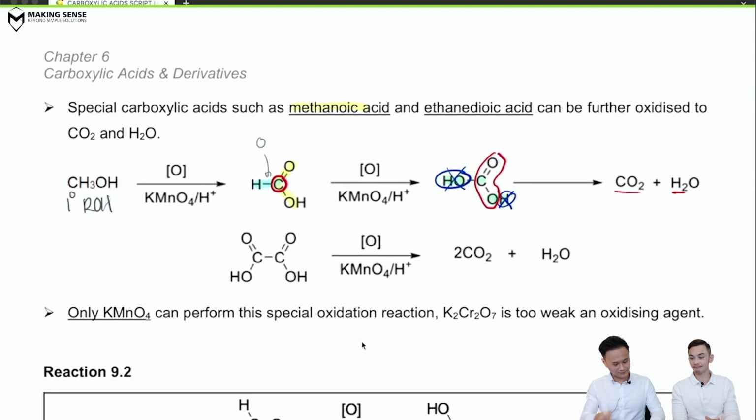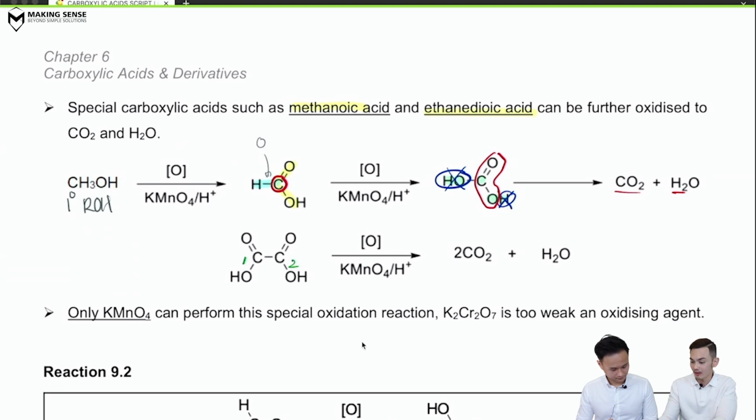Now, Mr. Willem, could you bring me through the next one? Yeah, of course. So guys, just remember, carboxylic acids typically are not able to be further oxidized. There are two exceptions. Mr. Tim went through the first one. Now, the second one is a very special carboxylic acid. We call this ethanedioic acid. As the name suggests, it has a two-carbon backbone. So there's carbon 1, there's carbon 2.